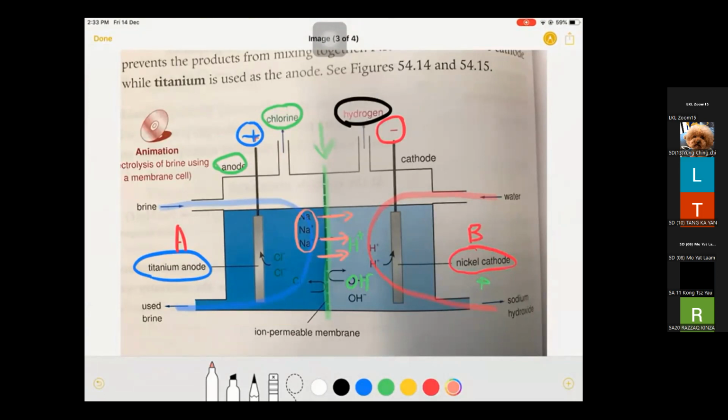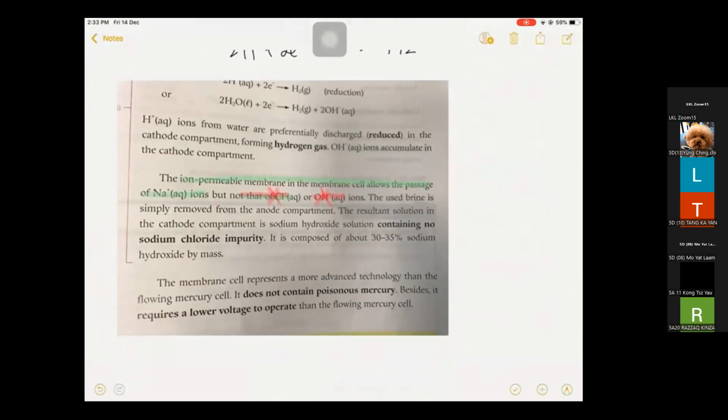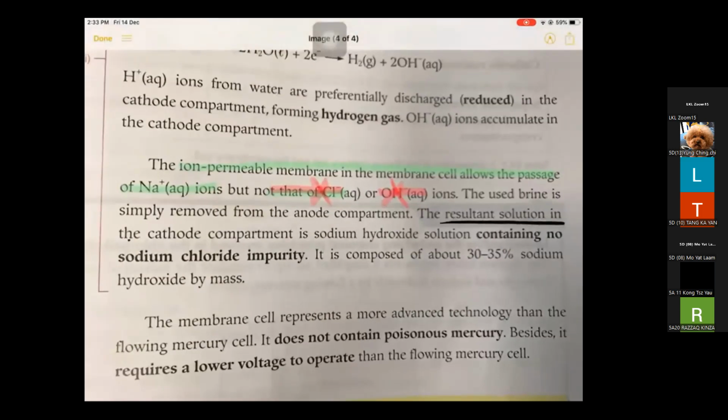And then look at the cathodic compartment. Originally, we have hydrogen ion and hydroxide ion. Hydrogen ion discharged preferentially. Left behind is hydroxide ion. And then sodium ion pass through the membrane from the anodic compartment to the cathodic compartment. So everybody, please take a look at the solution in the cathodic compartment. Left behind, therefore, is sodium hydroxide with high purity. Okay, and therefore, look at the sentence on your textbook. The resulting solution in the cathodic compartment is sodium hydroxide, containing no sodium chloride impurities.